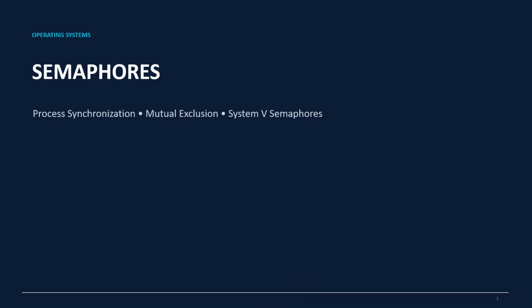In this lecture, we will understand critical sections, race conditions, semaphore operations such as wait and signal, binary and counting semaphores, and System V semaphore functions in C. We will look at a real life example and some Viva questions. Let us begin.